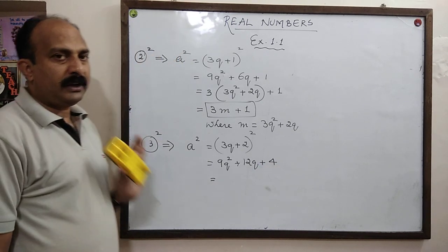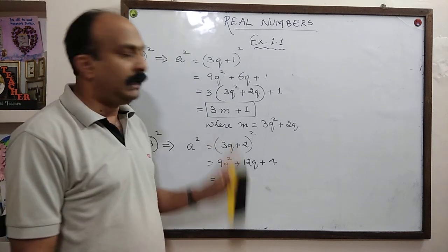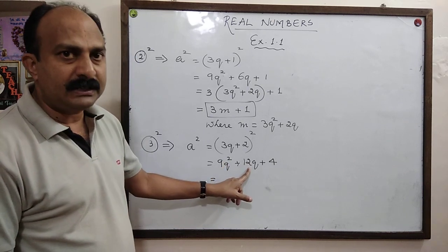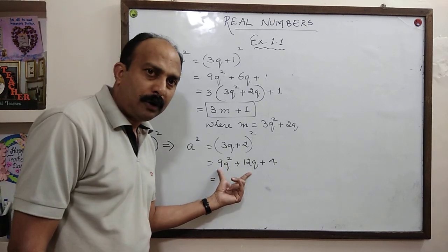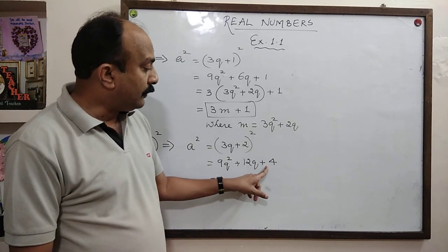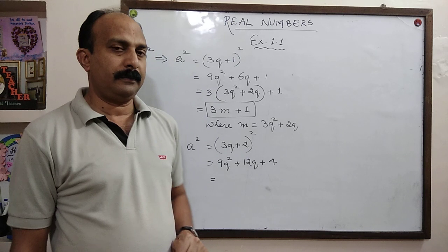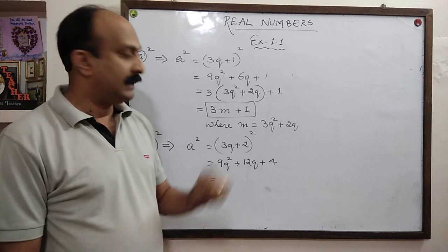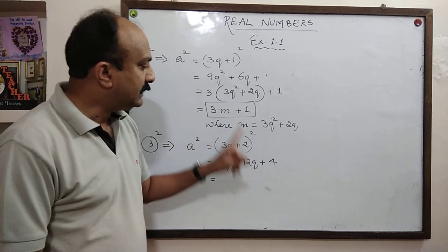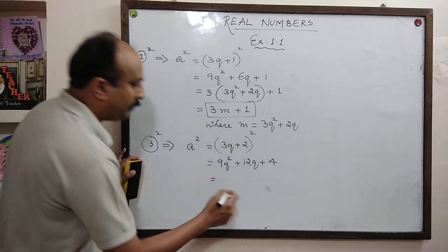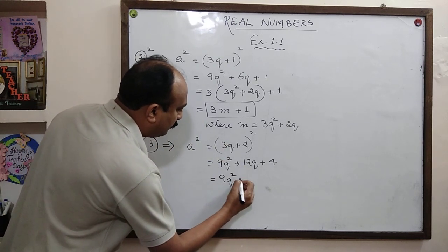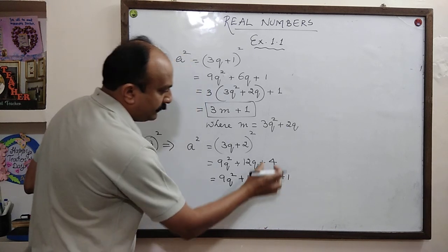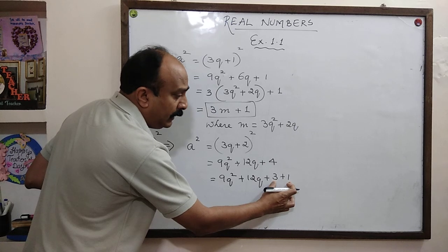Now we have to express it in the form of either 3m or 3m plus 1. There is 3 common again in the first and second term. But when we take 3 common, something will be left in the bracket, but outside the bracket we are going to get 4. But we need to get 1. So how can we make it 1? This 4 can be written as 3 plus 1. So I am going to write it again: 9q square plus 12q plus 3 plus 1. This 4 is split as 3 plus 1.